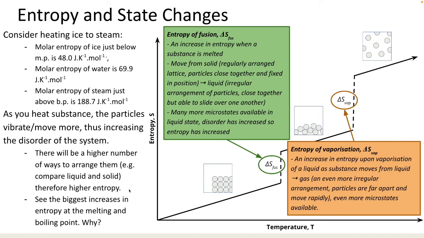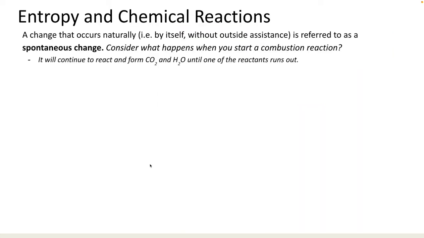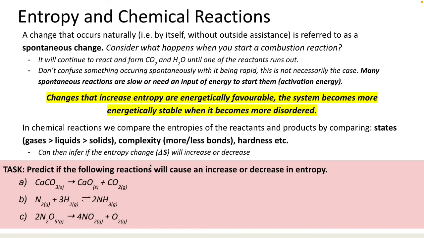So that would be energetically favorable if we're going from solids to liquids or solids to gases, for example. Look at the complexity. The more bonds that they have, the more microstates with the energy between those bonds that can be existed in. And then you can look at the hardness as well. So give a pause. See if you can predict if you're going to see an increase or a decrease in entropy. And rationalize it. Tell me why. And then you can pause and check your answers now.